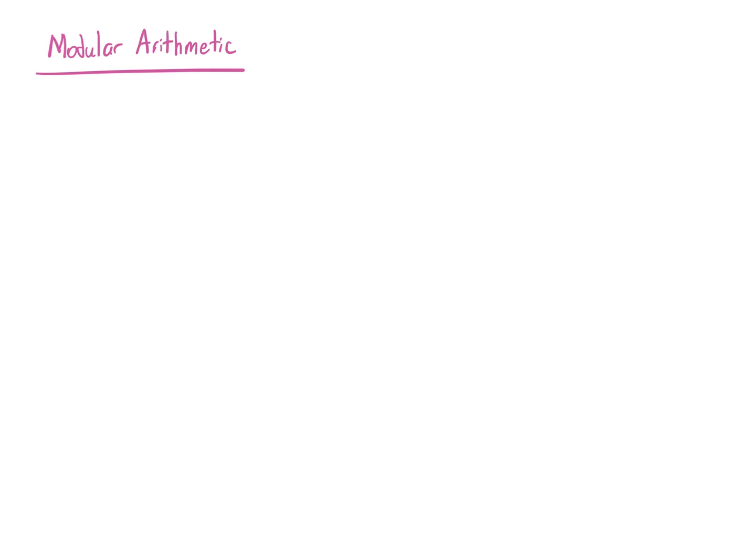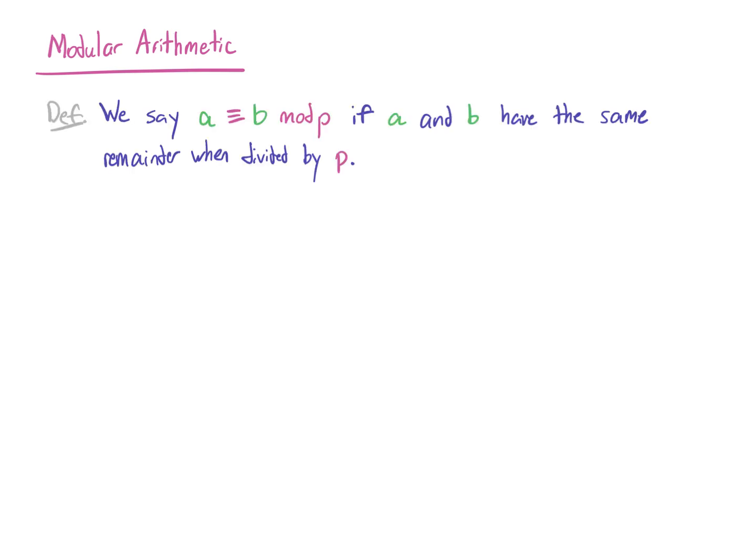Here's our formal definition. We start with an idea of what we're going to call modular congruence. We say that integer a is congruent to integer b modulo p. So say this, if you want to pronounce it: a is congruent to b modulo p.